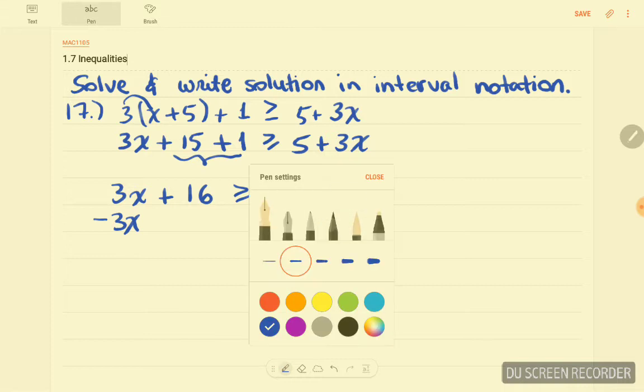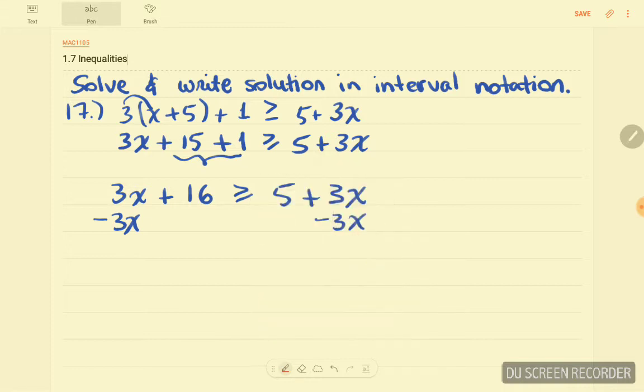And notice that my x terms completely disappear. So this is actually resulting in a statement that doesn't have any variables in it, which looks like this. So, what would the solution be then? What would you say x could be allowed to be in order for this original inequality to be true?